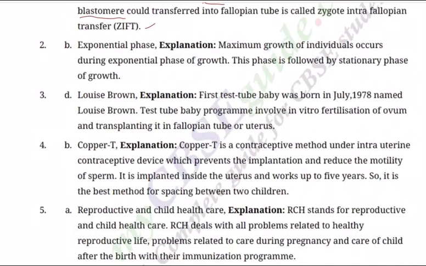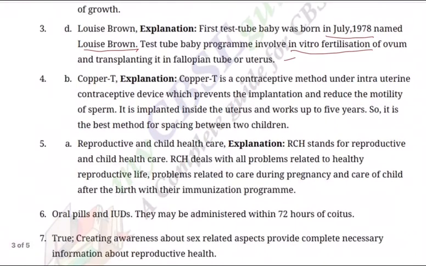And of course, all of us know, we have seen on TV, heard on radio, read in newspapers. The first test tube baby was born in July 1978 and it was named Louis Brown. So the test tube baby program involves in vitro fertilization of the ovum and transplanting it into the fallopian tube or uterus. Okay, that is GIFT only.